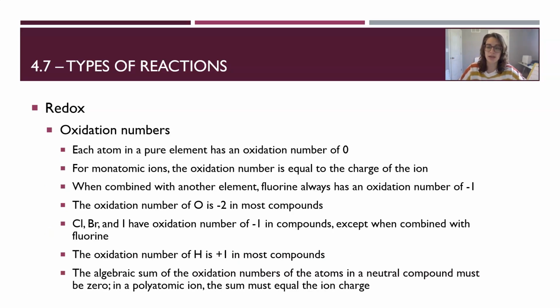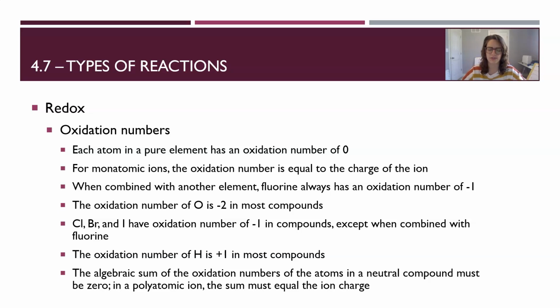In order to identify this, we have to be able to write oxidation numbers for our different elements, and there are some rules to follow. First, each atom in a pure element has an oxidation number of 0. For monatomic ions, the oxidation number is equal to the charge of the ion. So if you have silver +1, the oxidation number is +1. When combined with another element, fluorine is always going to have an oxidation number of -1. So if it's overall neutral, and you know that you have one fluorine, you know that the other element is going to have a +1 oxidation number.